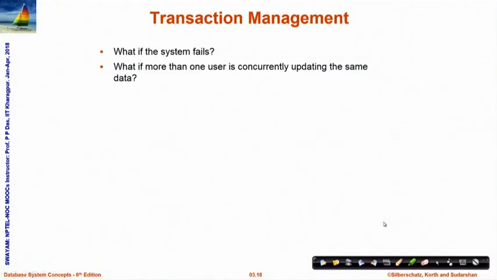Then the other question that we have discussed earlier also is that multiple users are accessing the same database, the same set of data, at the same time. So, how do we make sure that more than one user can concurrently use and update it without the data getting inconsistent?